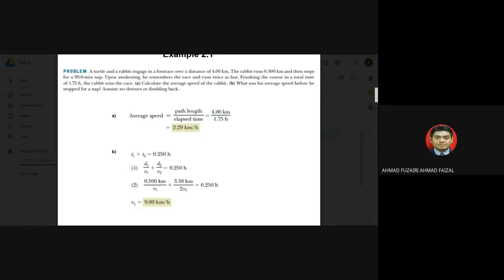Cuma boleh ikut ke? 1.5 jam. Betul eh? Boleh ke? Boleh, boleh. Okay, boleh ikut eh.